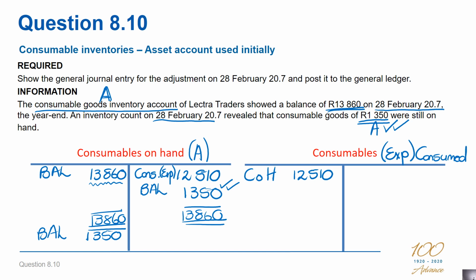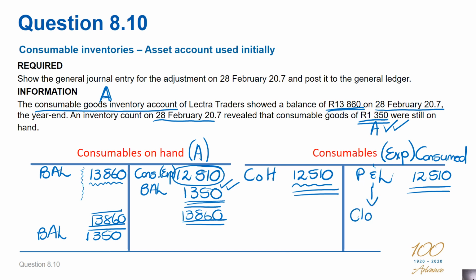Because if I started off with an asset of 13,860 and I counted only 1,350, that means that the 12,510 was used, it was consumed. So this is my consumption amount, and consumption I want as part of the calculation of either my profit or loss. So that 12,510 will be closed off to the profit and loss, and we will again revise this closing transfer. This is a closing transfer in chapter 9. But I'm sure that you all understand it at this point.